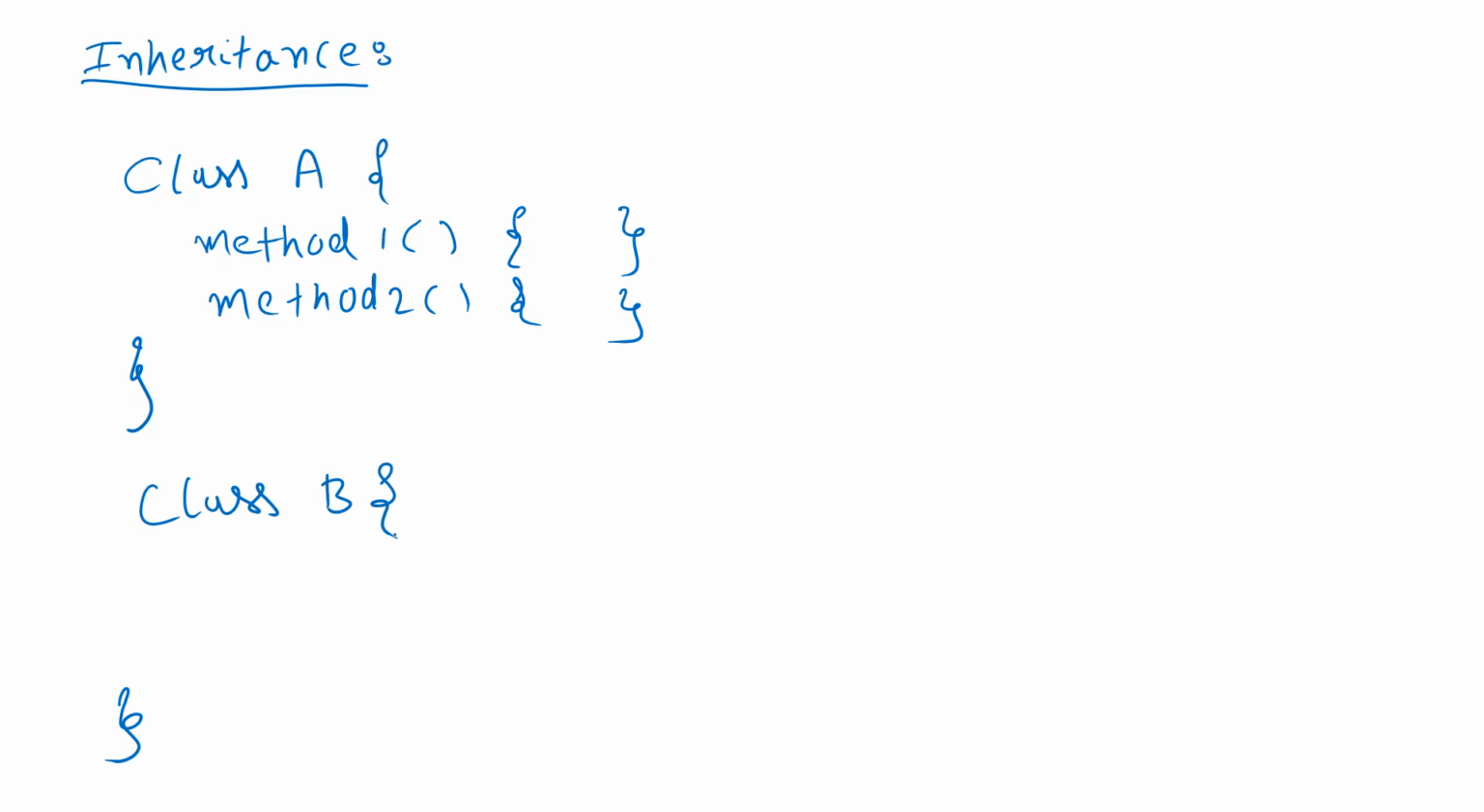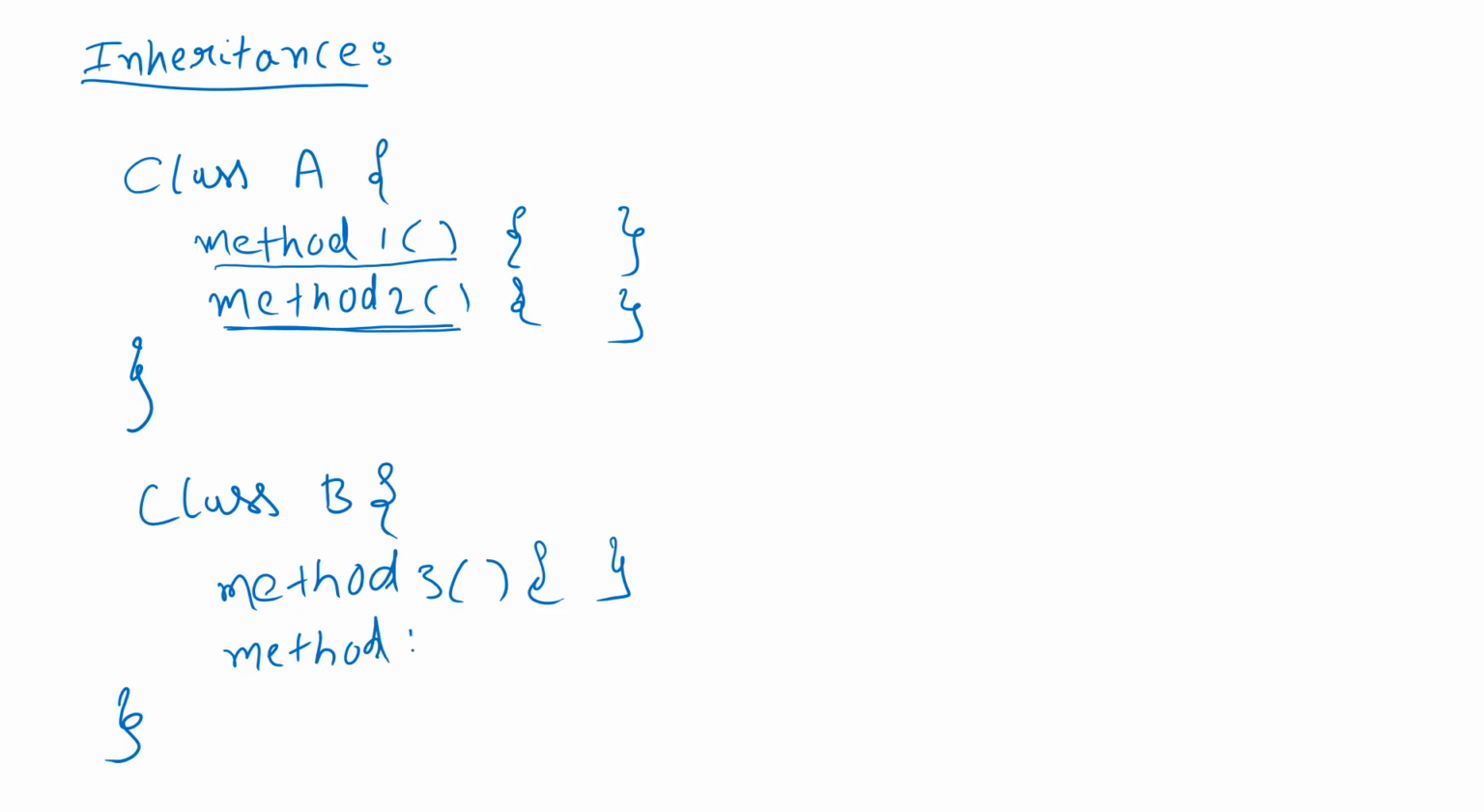And in class B also, I need the same functionality that method 1 has here. So I will declare another method here, which is method 3, and also I need the same functionality as method 2. So I will declare another method here, which is method 4. But if you see, the code that method 1 has is same as method 3 and the code that method 2 has is same as method 4. That means it's kind of rework we are doing. We are doing the same work again and again.